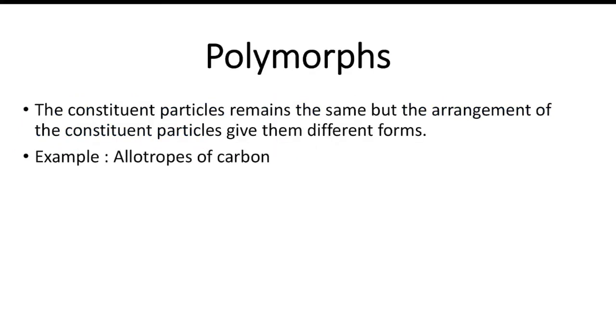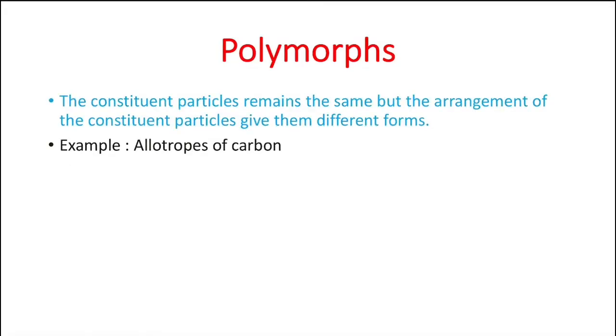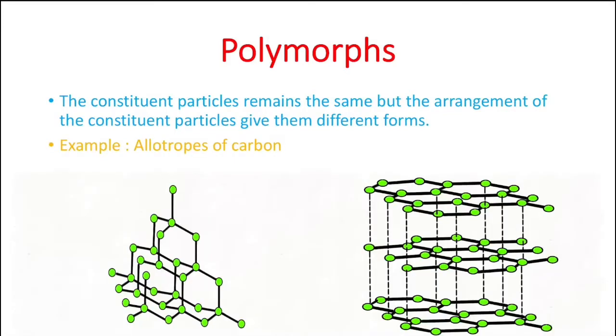Now, we are going to learn about the second type of arrangement, that is polymorphs. So, what is a polymorph? The name itself will give you the answer. Poly means many and morphs means form. The constituent particle is always the same. An example is allotropes of carbon. See, we have diamond and graphite. The constituent particle over here is carbon, but their arrangement has given 2 different forms, that is diamond and graphite.